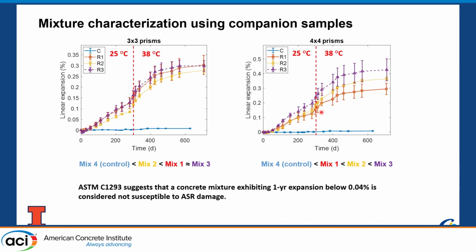And they did some expansion prisms. And you see here the 4x4 prisms did show that. So over 2 years, the non-reactive aggregates were in fact non-reactive, and there was no expansion. But we clearly have ASR expansion in the other ones, mix 1, mix 2, mix 3. However, in the 3x3 specimens, we have non-reactive, but mix 1 and mix 3 are higher, about the same, than mix 2.